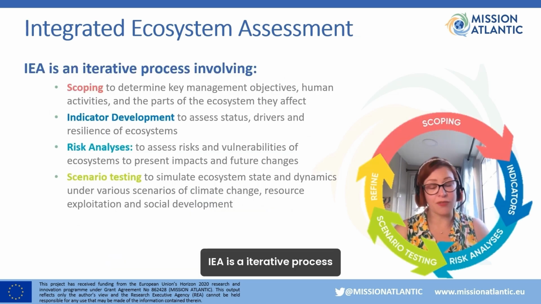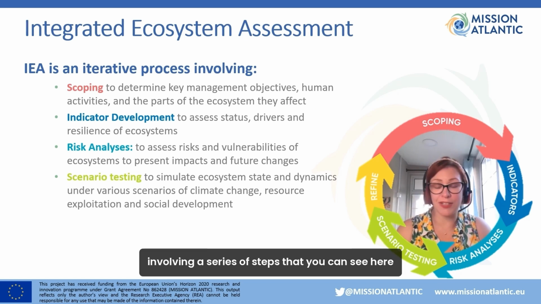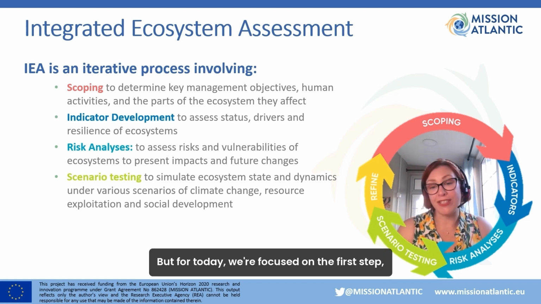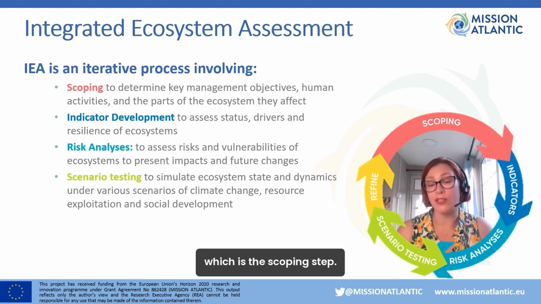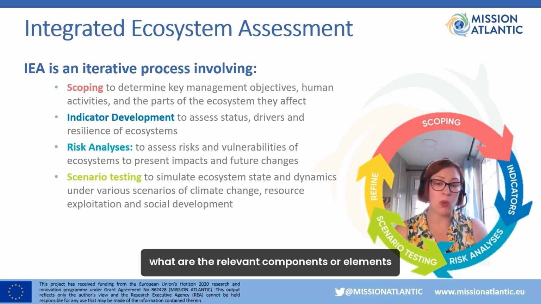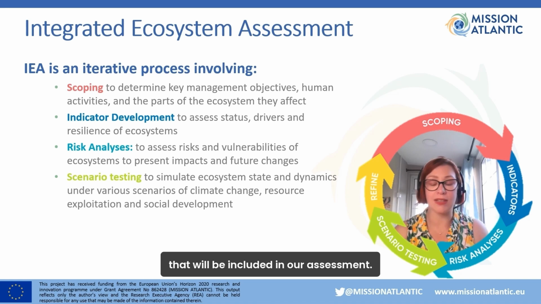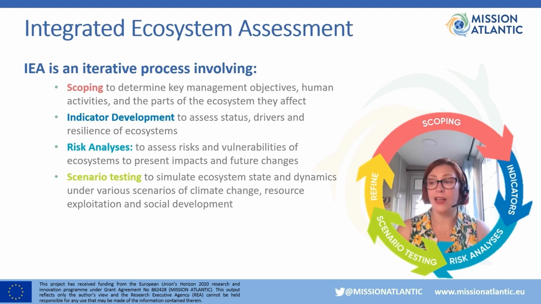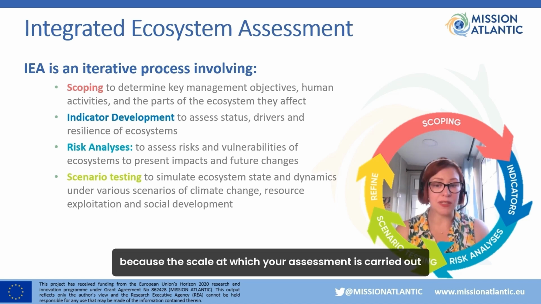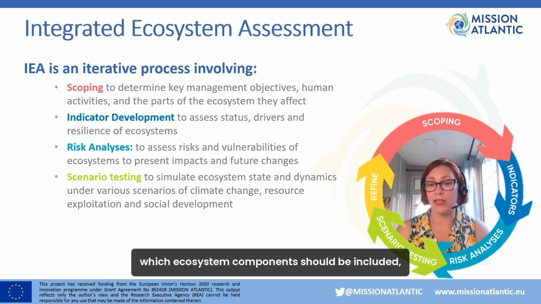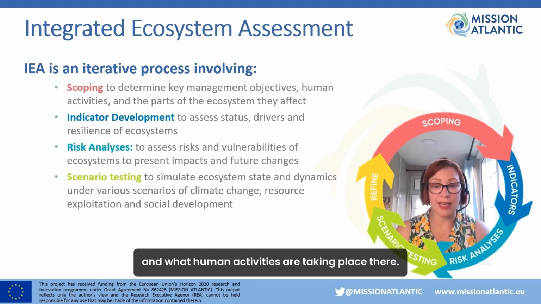IEA is an iterative process involving a series of steps that you can see here and learn about in this series of videos. But for today, we're focused on the first step, which is the scoping step. And within this step, we identify what are the relevant components or elements that will be included in our assessment. And this goes hand in hand with the discussion of the scale, because the scale at which your assessment is carried out will determine which of the management objectives are relevant, which ecosystem components should be included, and what human activities are taking place there.